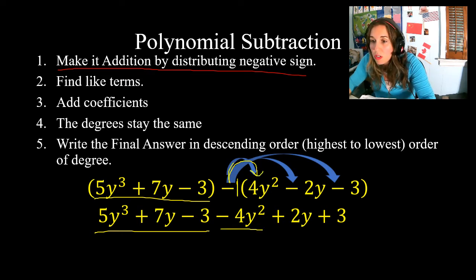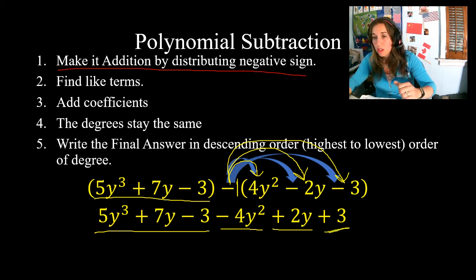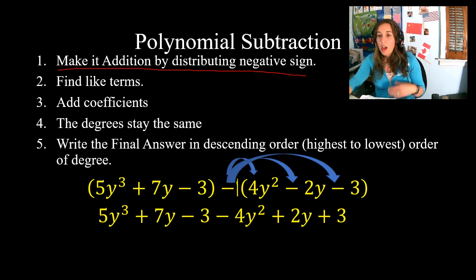When we distribute it to negative 1 times negative 2y, well, those negatives now cancel, so we're left with positive 2y. And when we distribute that negative 1 times the negative 3, again, the negatives will cancel. 1 times 3 is just 3, so we get a positive 3. All right, so now that we've distributed everything, we've gotten rid of the parentheses, we've distributed our negative sign, we can deal with this now exactly like we did with polynomial addition.